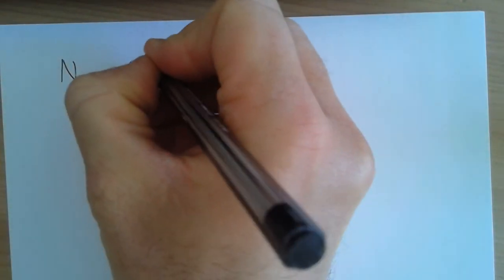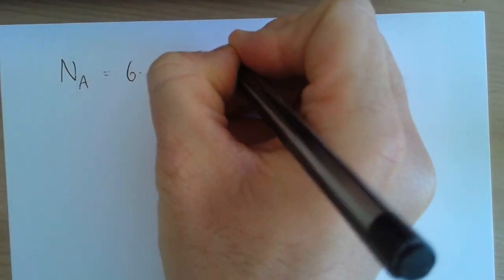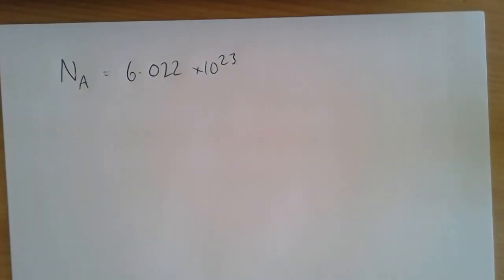We're going to look today at calculations involving the Avogadro number. The first thing we need to remind ourselves is that Na is the symbol that we use to represent the Avogadro number, and it's a constant. It always has this value, 6.022 times 10 to the 23.